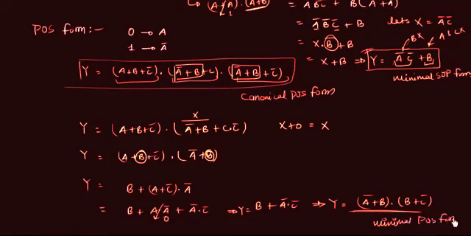POS form. And I'm calling it minimal because in the first max term C is absent and in the second max term A is absent, whether in the normal or complemented form. There is no C or C complement, and here there is no A or A complement.